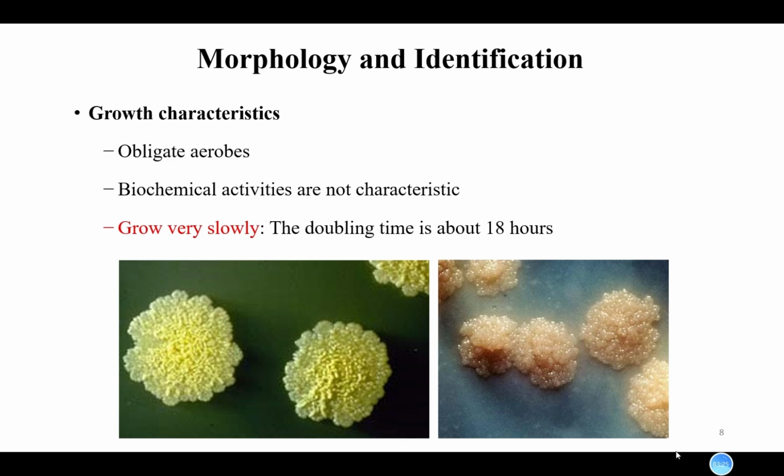Tuberculosis are obligate aerobes, requiring oxygen, but their biochemical activity is not characteristic. So usually you don't have to run different types of biochemical experiments. They grow very slowly. The doubling time, or the generation period we mentioned before, is about 18 hours.